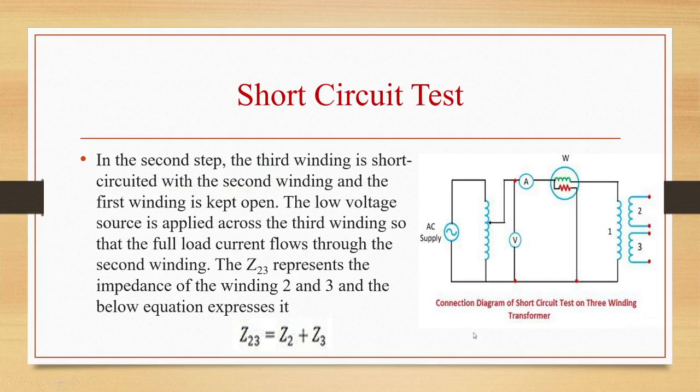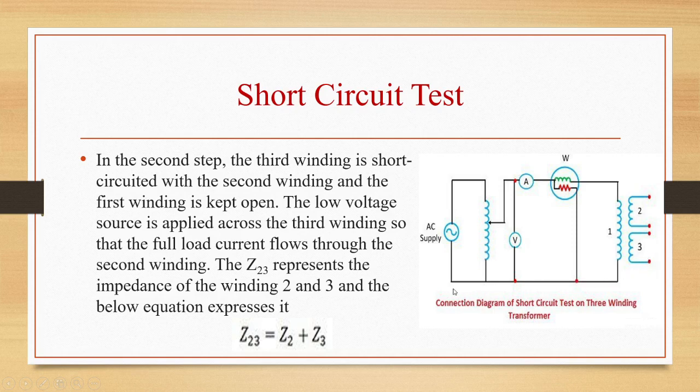So this is the connection diagram of the short circuit test on a three winding transformer. A variac will be connected here so that we can give variable AC voltages. The voltmeter is connected in parallel, the ammeter is connected in series, and in series with the ammeter a wattmeter is connected, and this is a three winding transformer.